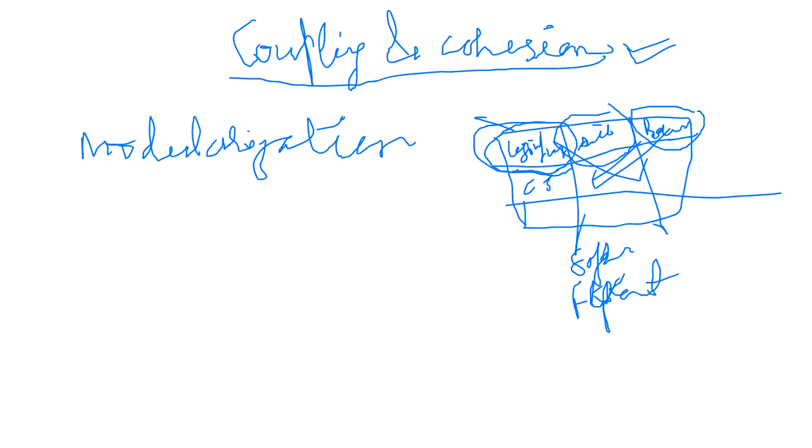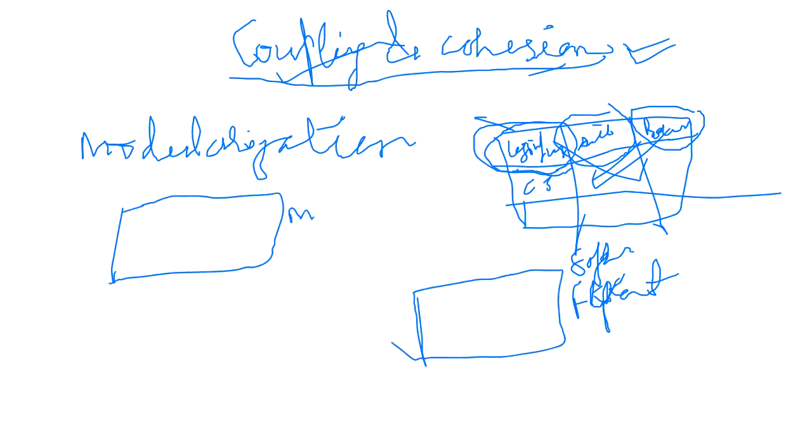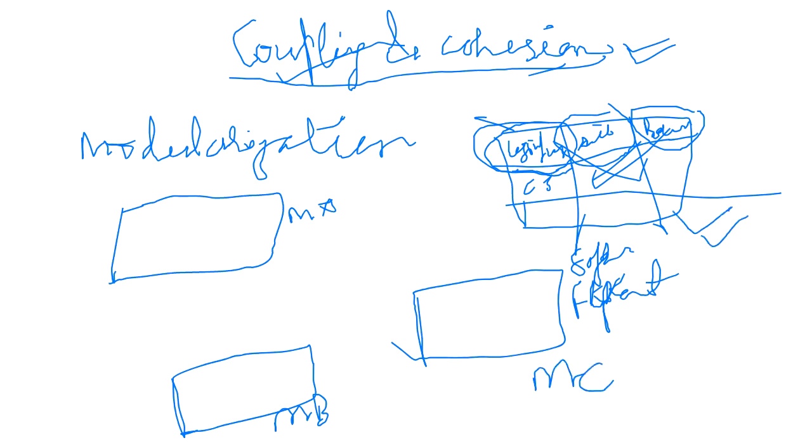So what do coupling and cohesion mean? Suppose I have divided my whole software into 3 modules. This is module A, this is module B, this is module C. This whole Flipkart software I have divided into 3 modules: this is my login logout module, this is my authentication module, and this is my products catalog module.